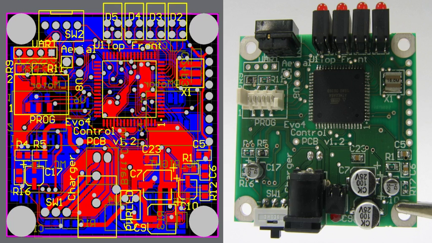See also: electronic design automation, design flow, EDA, integrated circuit design, place and route.